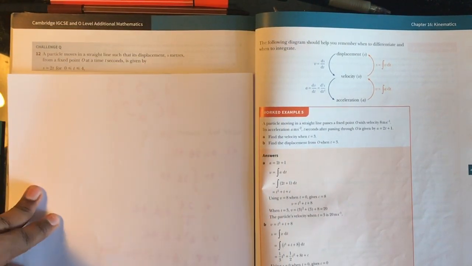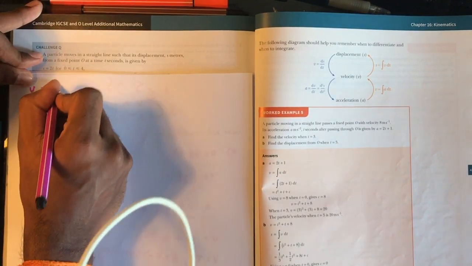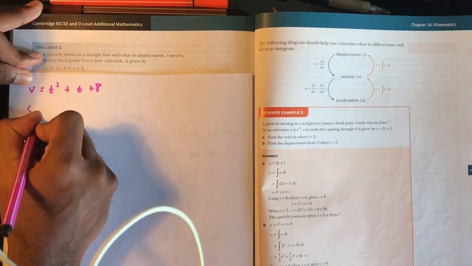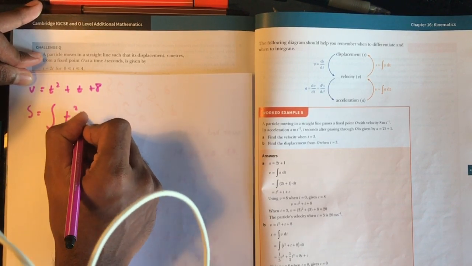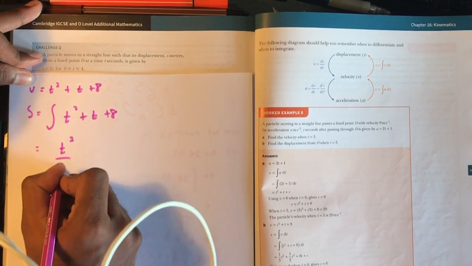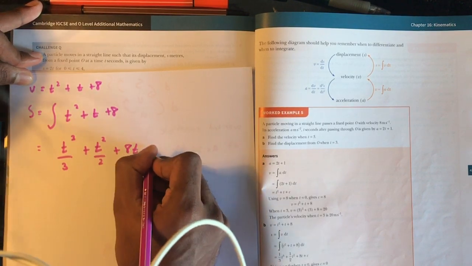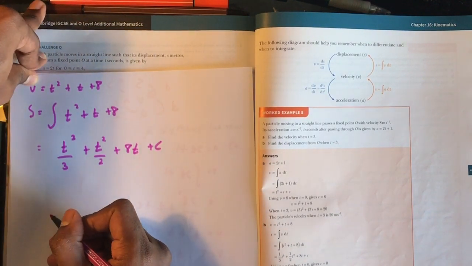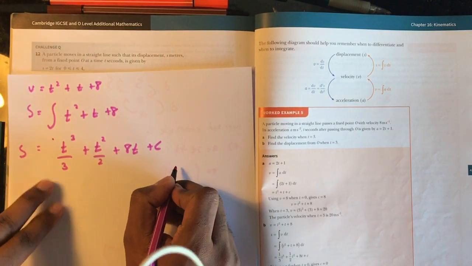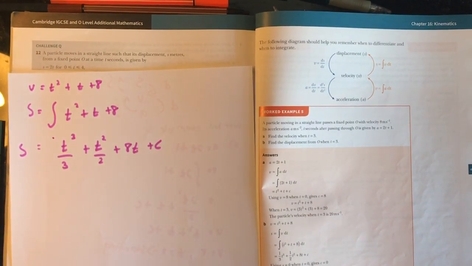Let me write the equation here: v equals t square plus t plus 8. We want to find S, that means we need to integrate this equation, t square plus t plus 8. When we integrate, we get t cubed over 3 plus t square over 2 plus 8t plus c again. This c will always come and haunt us. This is the most interesting part. There are some things you have to declare in doing this equation. If you don't declare, you won't know.